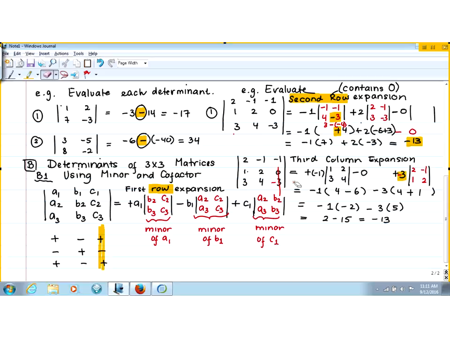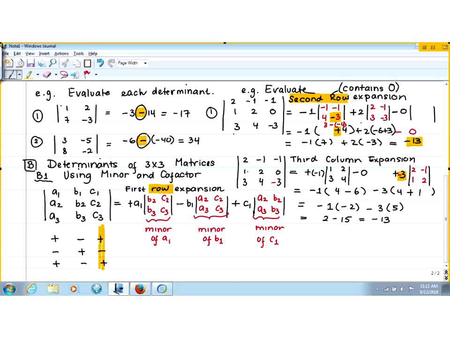It doesn't matter what row or what column expansion we use, as long as we do it correctly, and then we're not thinking about lunch or dinner, then you have the same answer. Doable? Okay, you like it? Now, should we do another method? Yes.